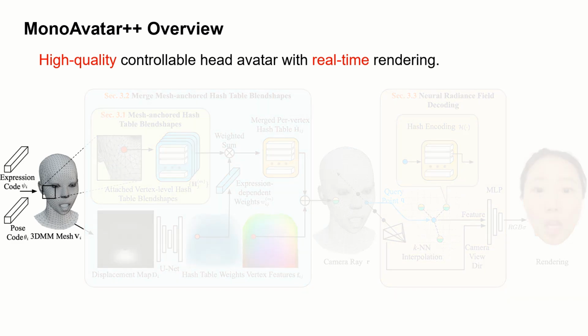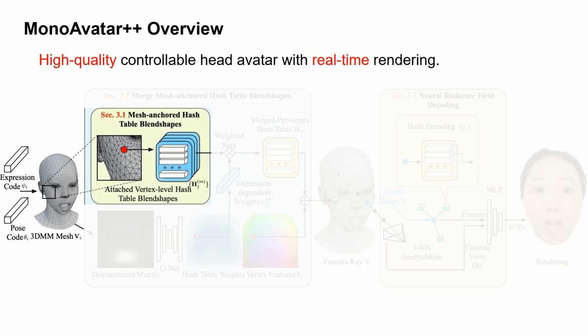Our avatar starts from a parametric head model, which gives a mesh under the input expression and pose with a predefined topology. We then attach multiple hash tables on each vertex with learnable embeddings as the table values. These hash tables act as per-vertex local blend shapes.